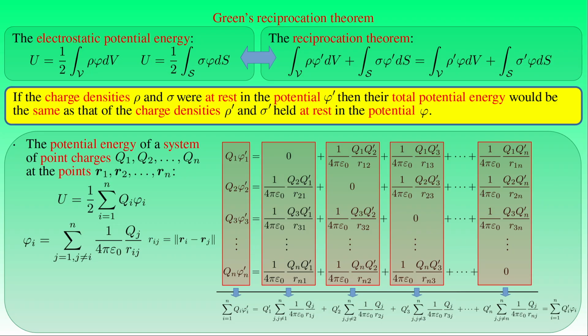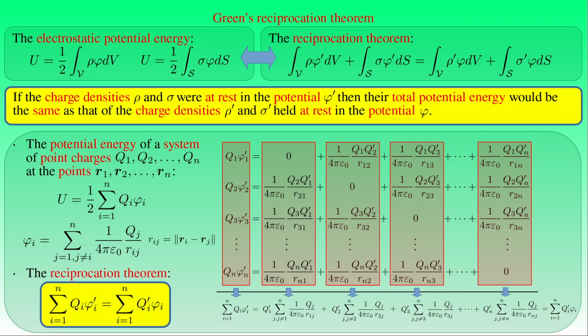As a result, we have a special case of Green's reciprocation theorem for the systems of electric charges Qi and Q'i at the same positions producing the potentials phi i and phi prime i from i equals 1 to n, which states that the sum of Qi times phi prime i from i equals 1 to n is equal to the sum of Q'i times phi i from i equals 1 to n. If we compare this result with the potential energy for a system of charges, then we can immediately give the same interpretation of the special case of the theorem as in the general case.